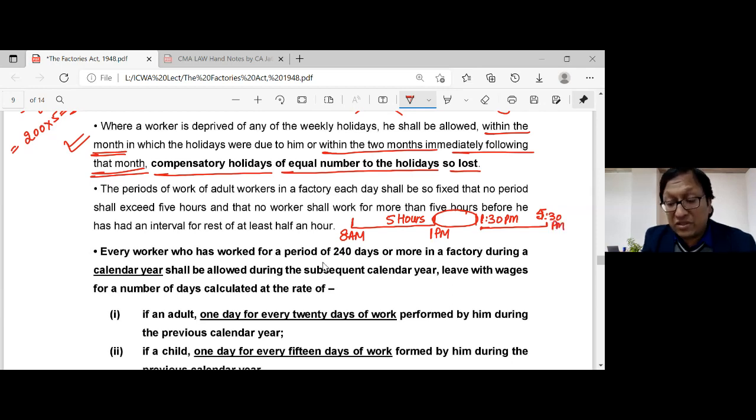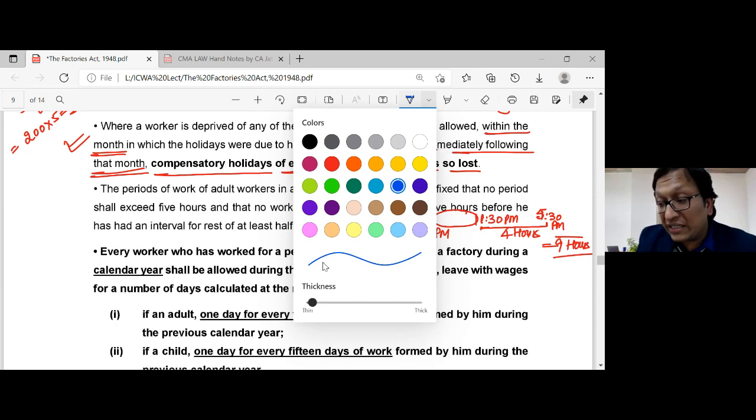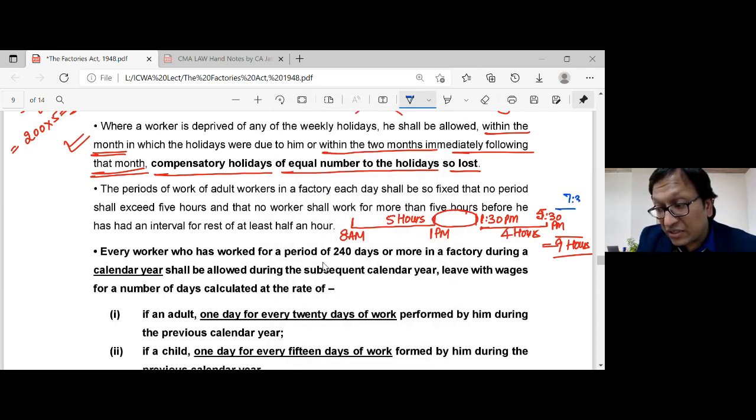By this, the person has practically worked 4 hours and 5 hours. That is, in total, he has worked 9 hours in a day. And if a person is working more than 9 hours, say he is working till 7:30 p.m.